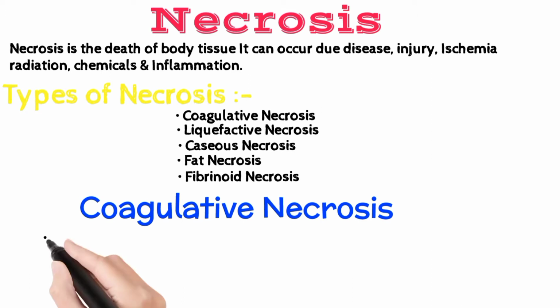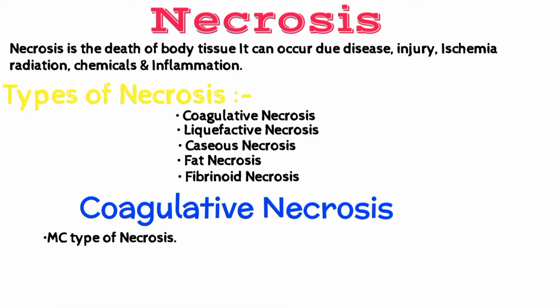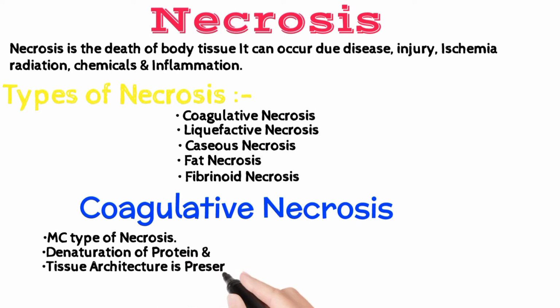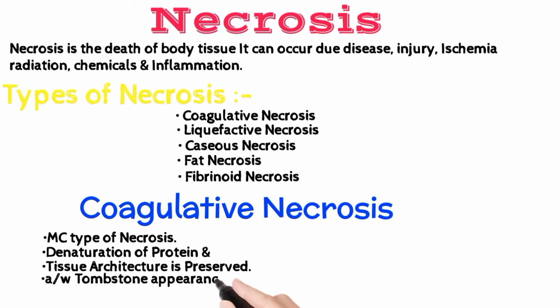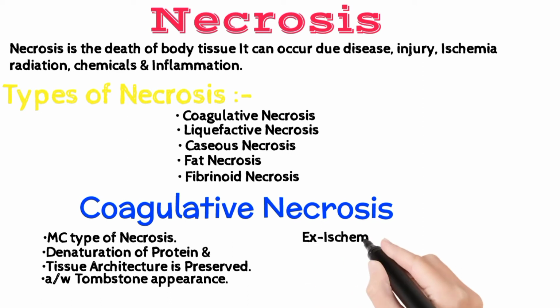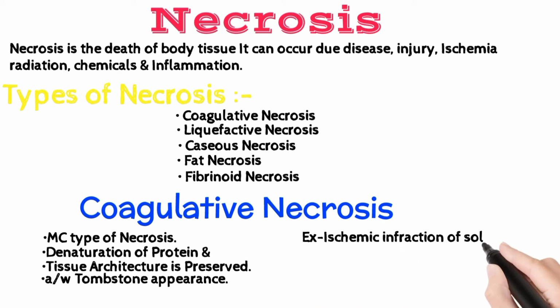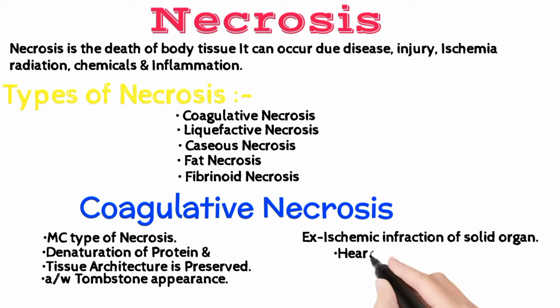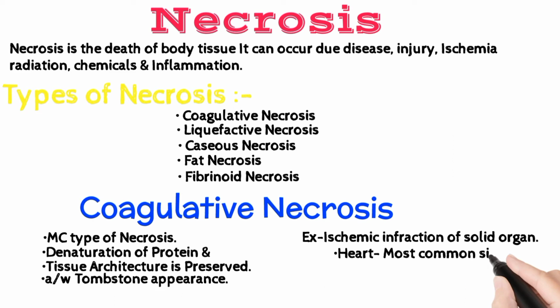It is the most common type of necrosis. In this, denaturation of protein takes place, but tissue architecture is preserved. It is associated with tombstone appearance of cells. Examples are ischemic infarction of solid organs, such as the heart, which is the most common site. Others are the kidney and spleen.